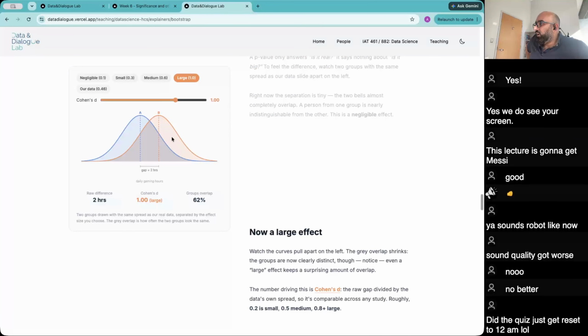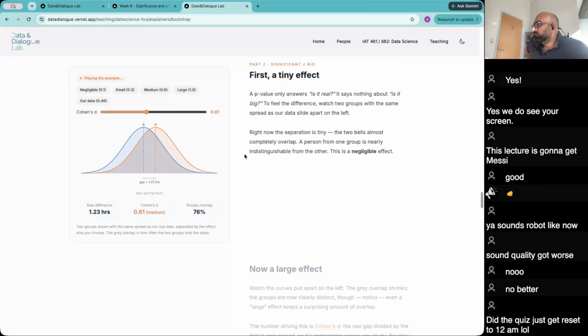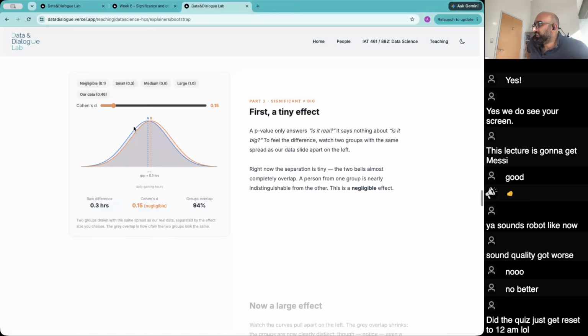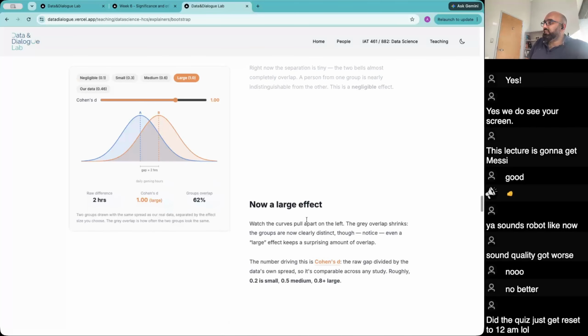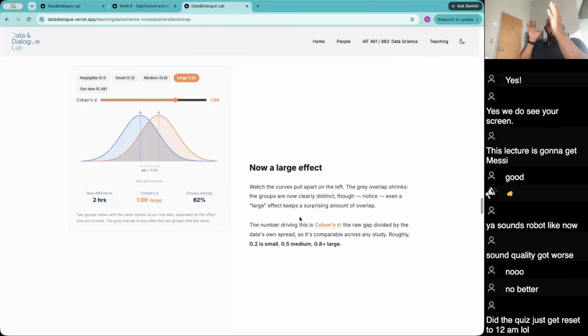So we can have a large effect size, that's the difference you care about, and we can have a small effect size, and we have a medium effect size. There are different ways to look at effect sizes. One of them is Cohen's d, which basically looks at the difference of the two groups divided by the standard deviation of everyone together.